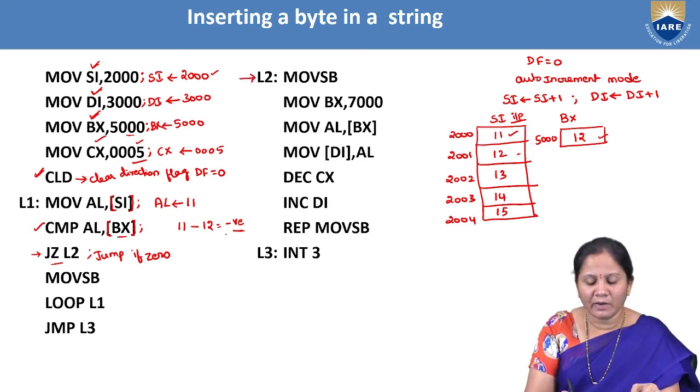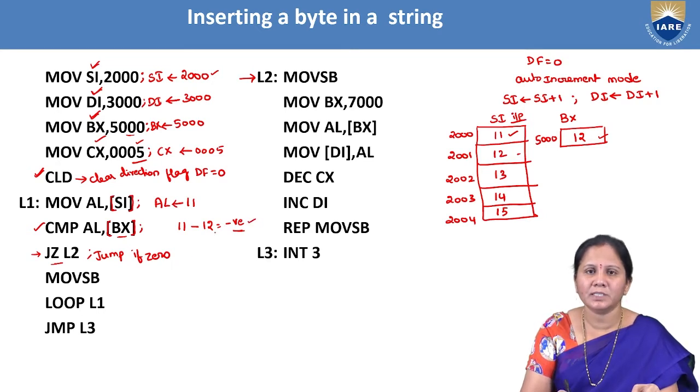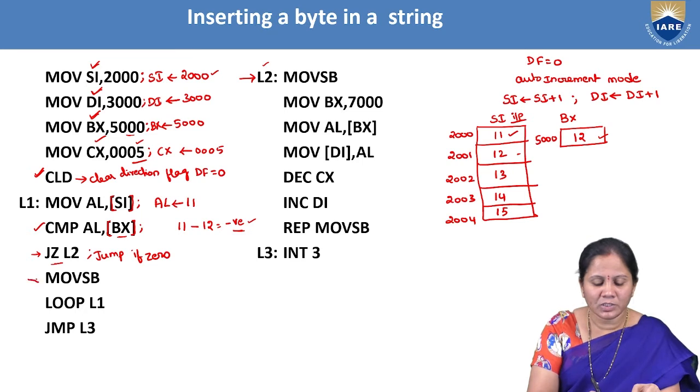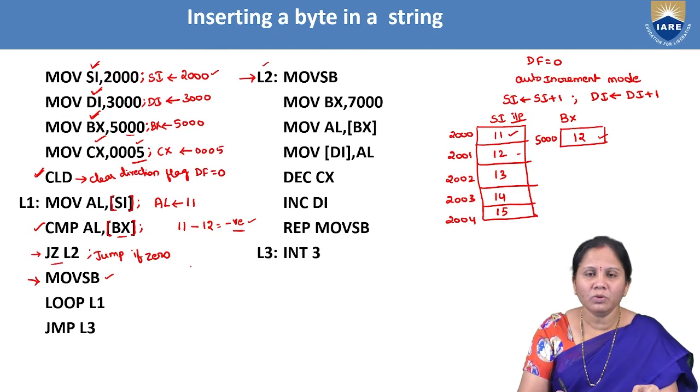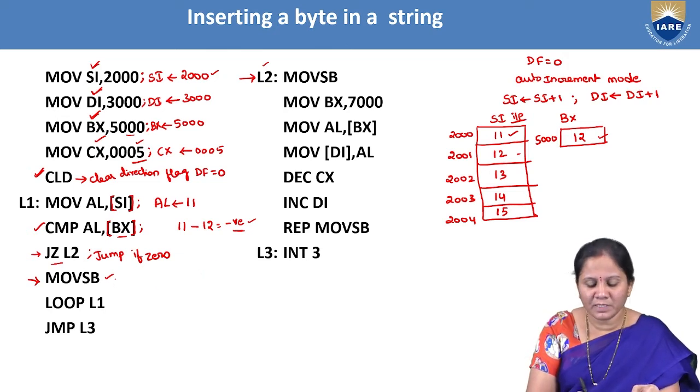But here after performing this subtraction operation, the result is not 0. It is having some result which is in minus value. So only if jump if 0, the control will be going to this L2. Otherwise, the next instruction will be executed. So the next instruction is MOVSB. MOVSB represents move string byte.